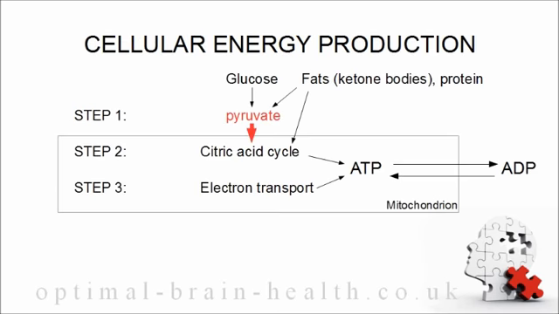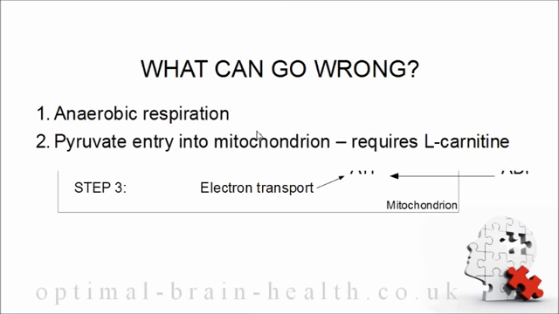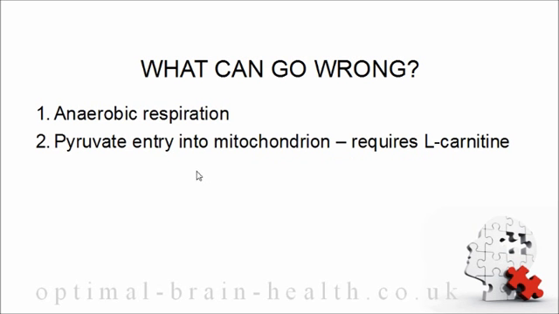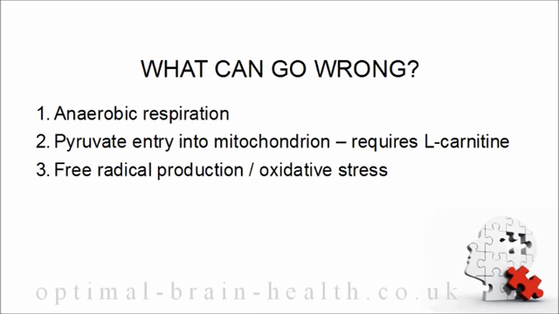Next, pyruvate, which remember is this intermediate, entry of pyruvate into the mitochondrion requires acetyl L-carnitine, which is a nutrient. And if you don't have enough, then again you have a bottleneck. The next point is a very important one. The process, and especially step 3, can create molecules called free radicals. And you can think of free radicals as the exhaust fumes from the process.